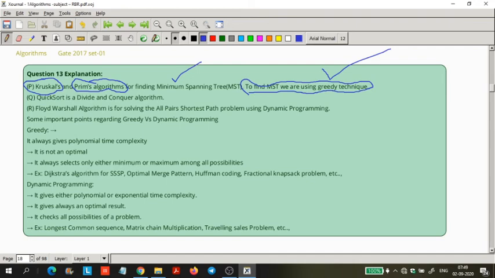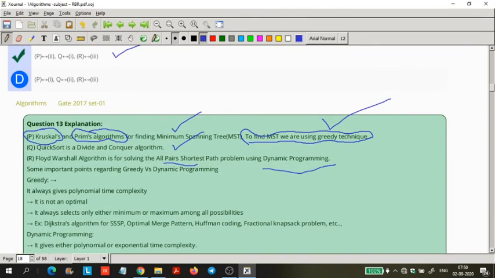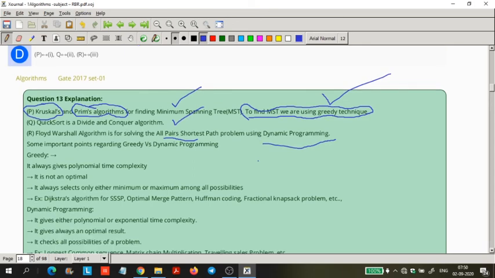Quicksort is a divide and conquer algorithm. Floyd-Warshall algorithm is used for solving the all pairs shortest path problem using dynamic programming. Kruskal's and Prim's algorithms are used to find the minimum spanning tree using the greedy technique.